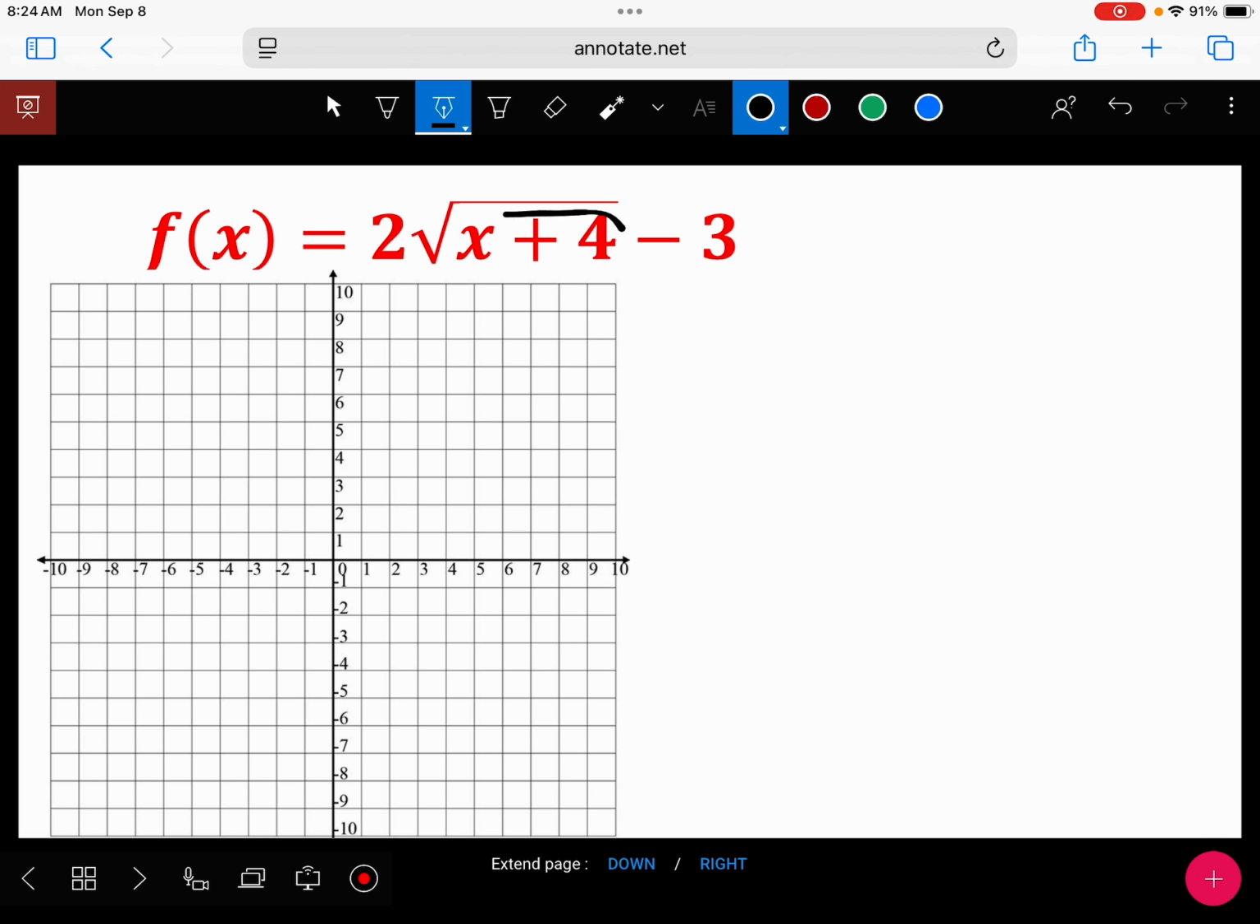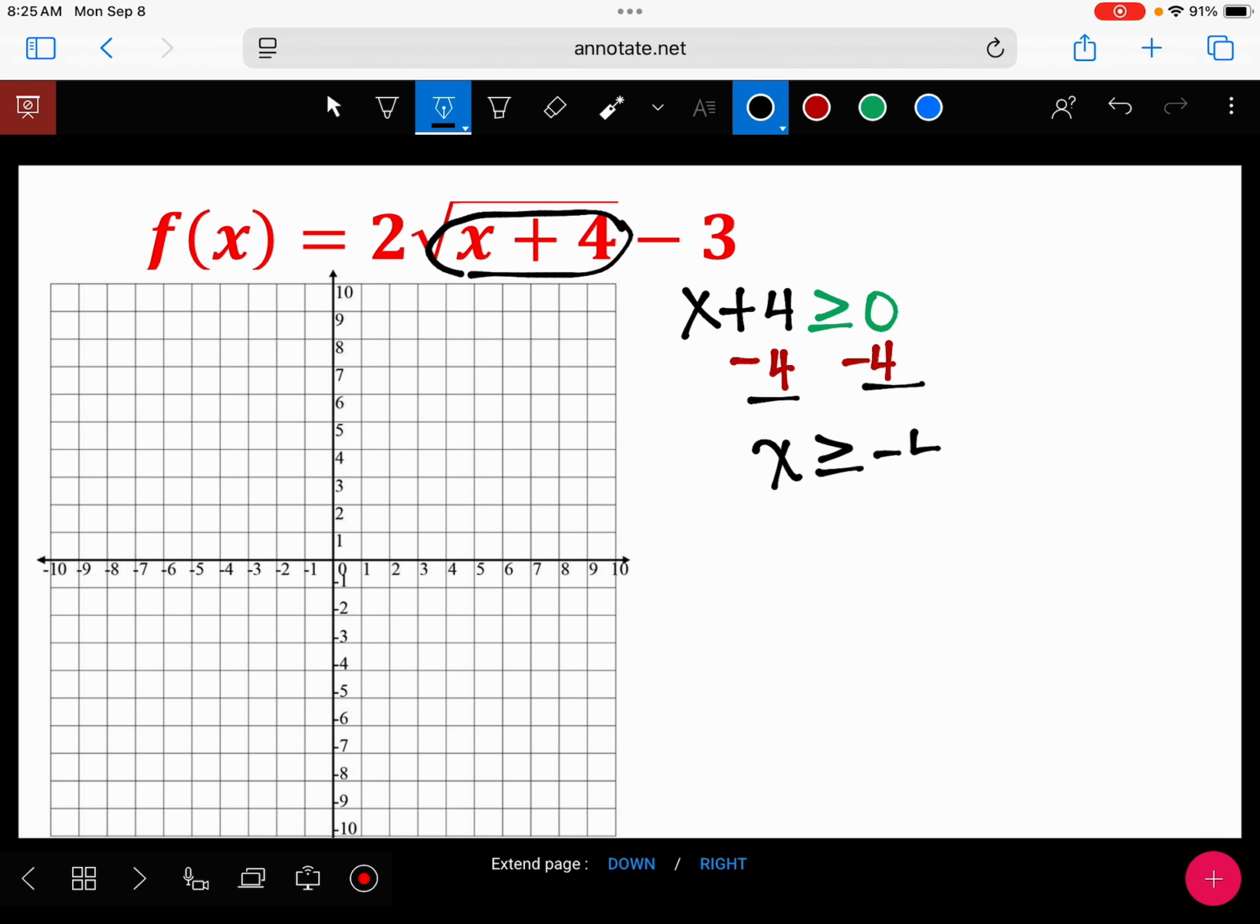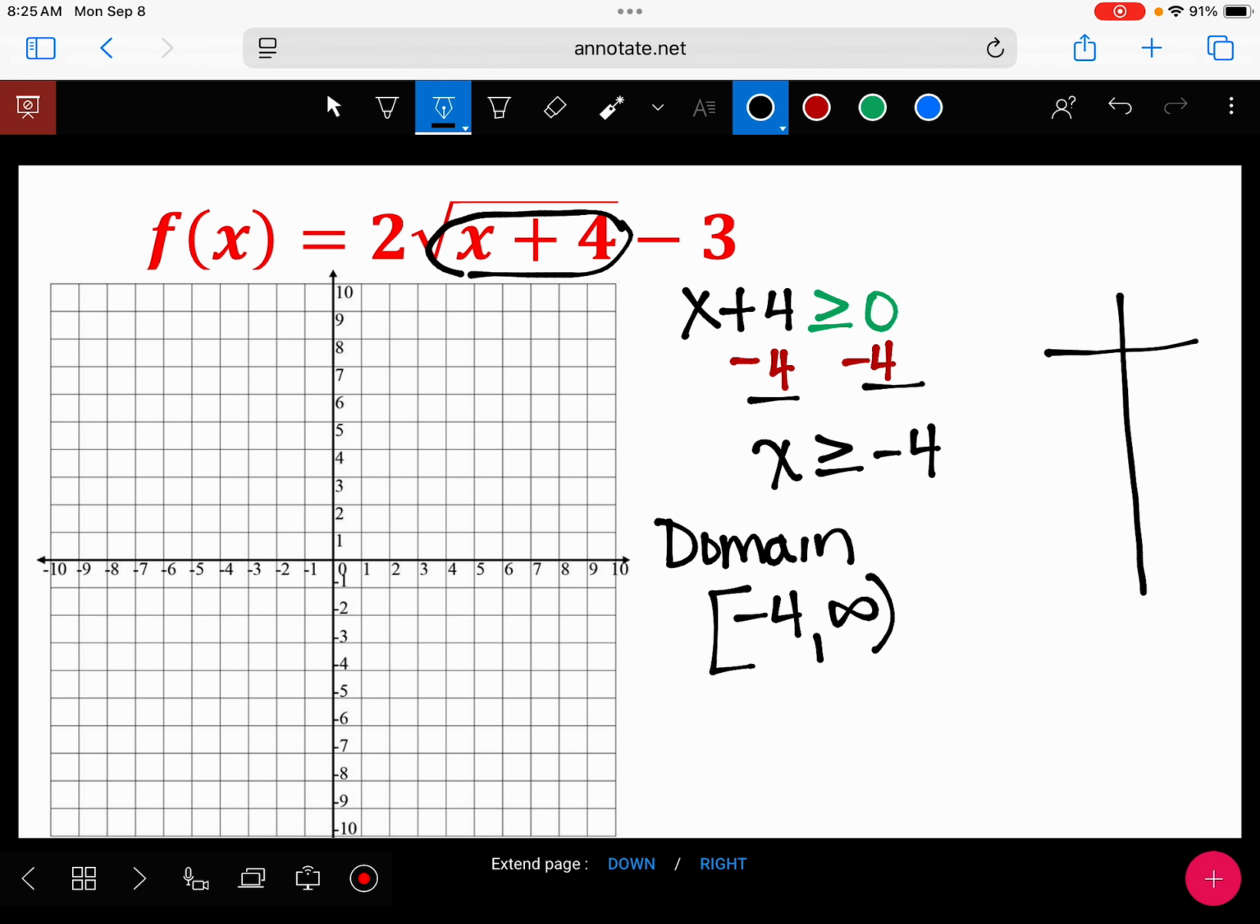So the numbers I use to build my table, we're going to set that greater than or equal to 0. When you solve that, we're going to subtract the 4. So x has to be greater than or equal to -4. So my domain is -4 to infinity. So when I'm building my table, you can pick any number, but I have to start at -4. And I have to use numbers bigger than -4.